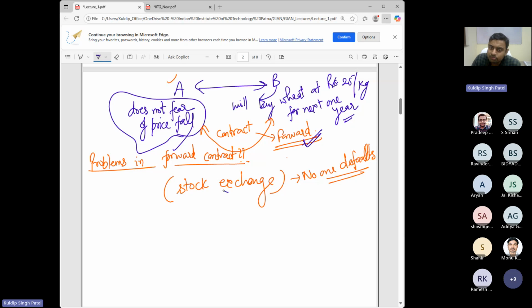Can you imagine? So suppose B is likely to default. B is likely to default means B will default when the price becomes very low in the market. Okay. So suppose wheat price went to 20 and now the stock exchange realized that B is likely to default. Then what will the stock exchange do? It will take some money from B and keep it within. And if B defaults, it will give that money to A. I hope it is clear to everyone, right? So who is likely to default? Stock exchange plays a crucial role. It takes some money from B and gives it to the other party.